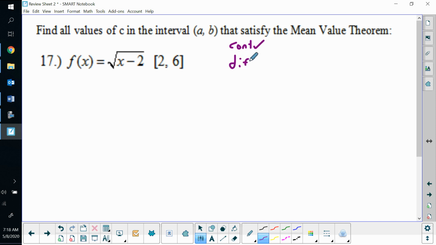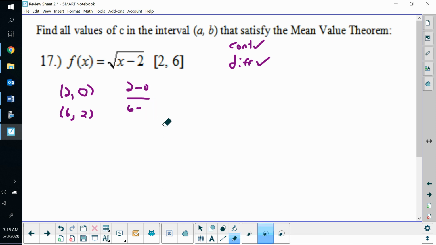Differentiable. Most functions are differentiable on their domains, and square roots are true in that nature as well. So with mean value theorem, you need to find the slope between your endpoints. We know our x's are 2 and 6. If you sub in 2, you'll get square root of 0, which is 0. If you sub in 6, you'll get square root of 4, which is 2. Then we'll do 2 minus 0 over 6 minus 2. Note that 2 is the y value on top, minus the y value of 0. So this will give us 2 over 4, or in other words, a half.